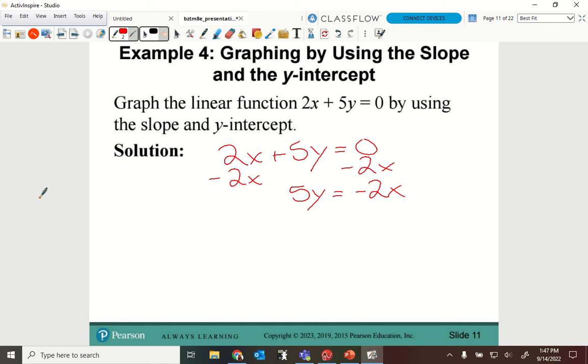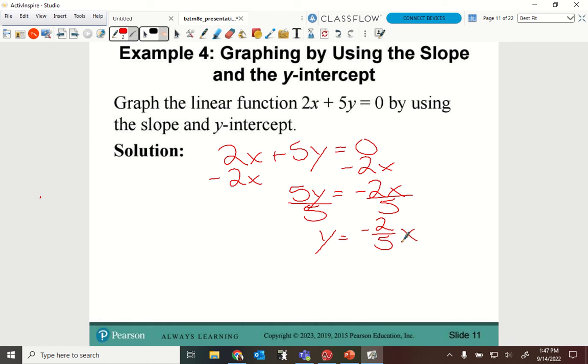Now, what is happening to my y here? It's multiplying right now, right? The 5 and the y are multiplying, and the opposite of multiplication is? Very good. Division. So I'm going to divide both sides of my equation here by? There we go, 5. So y equals negative 2 over 5x.